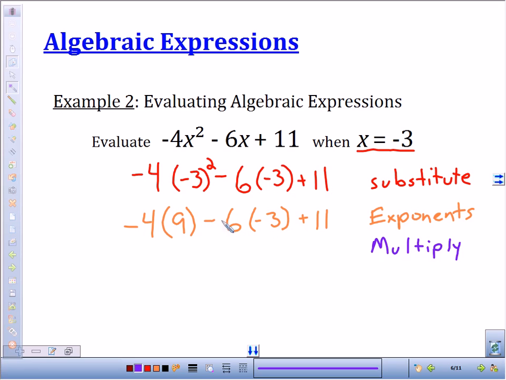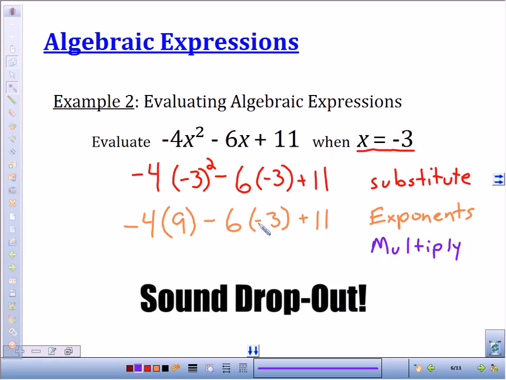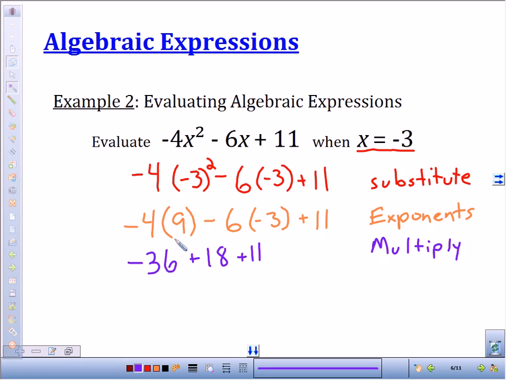This minus sign does move with the 6. -6 times -3 is different than 6 times -3. So I've multiplied -4 times 9 and -6 times -3, and I've got -36 plus 18 plus 11. That's all of my multiplication.